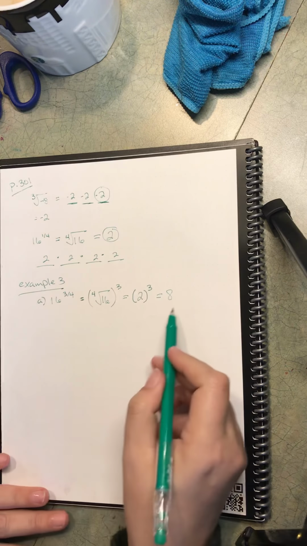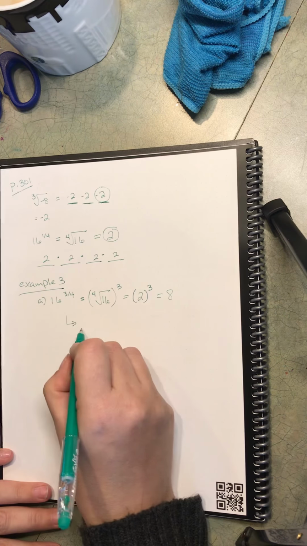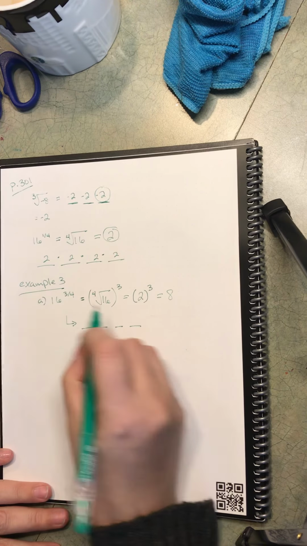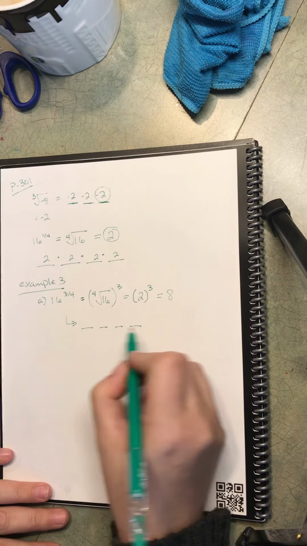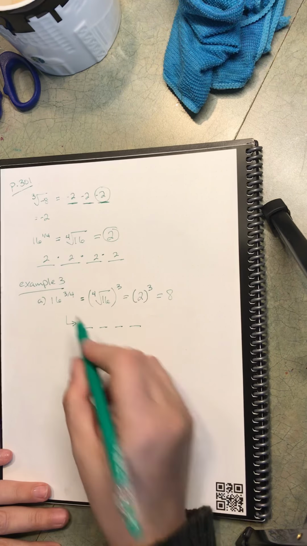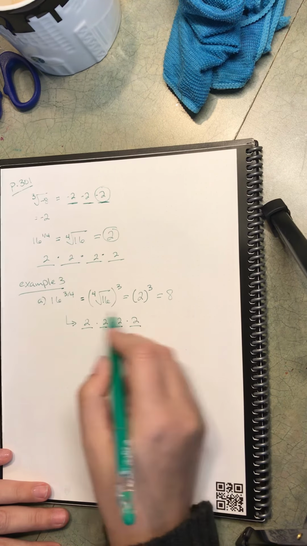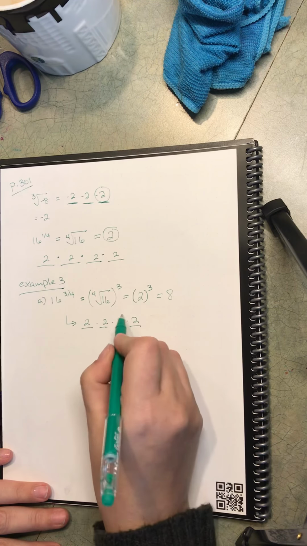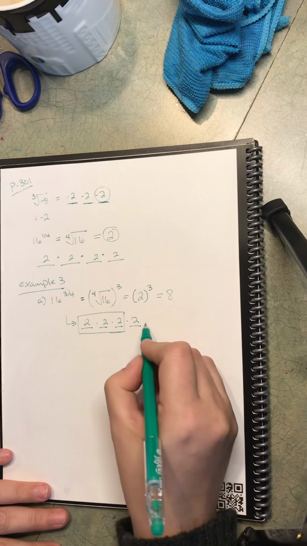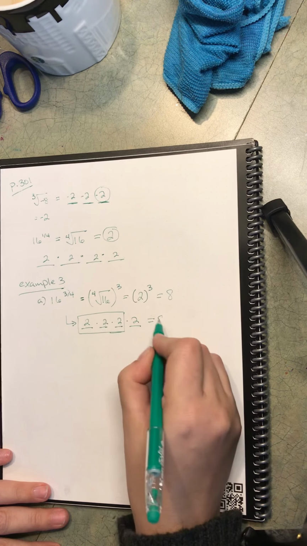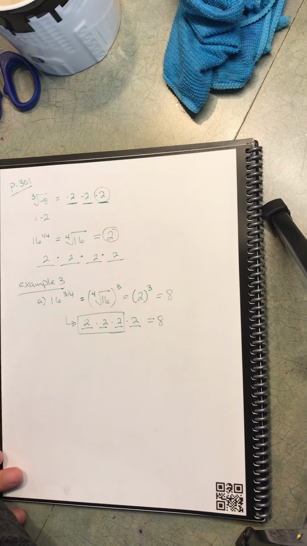Another way of looking at it, if we take this 16 and break it into 4 pieces, the bottom tells us how many pieces, and so what 4 times makes 16? Well, it's 2 times 2 times 2 times 2. And then the top tells us how many of those pieces we want to keep. So I want to keep 3 of those 4 2's. Well, 2 times 2 times 2 is 8. So that's a different conceptual way of thinking about that.